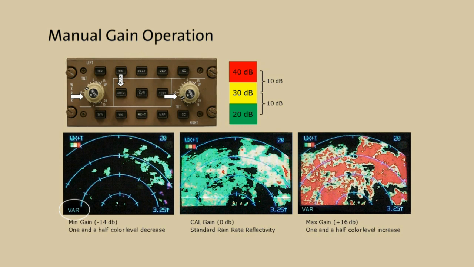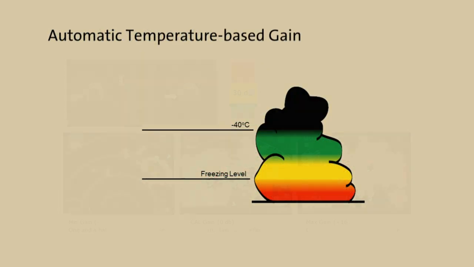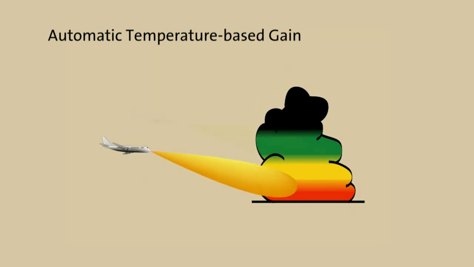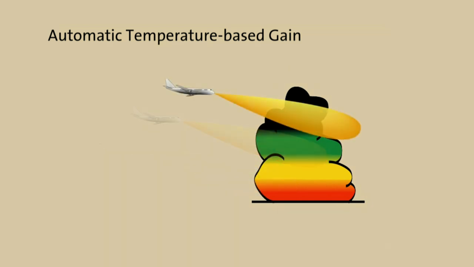VAR will be displayed on the ND below the tilt code when the gain is in any position other than cal. Now let's explore gain in auto mode. A typical thunderstorm is very reflective below the freezing level. However, the top third of the storm tends to be glaciated and non-reflective. As an aircraft climbs, the radar beam moves higher in the cell, and at cruise altitudes can overscan the reflective portion of the cell, resulting in inadvertent thunderstorm top penetration.